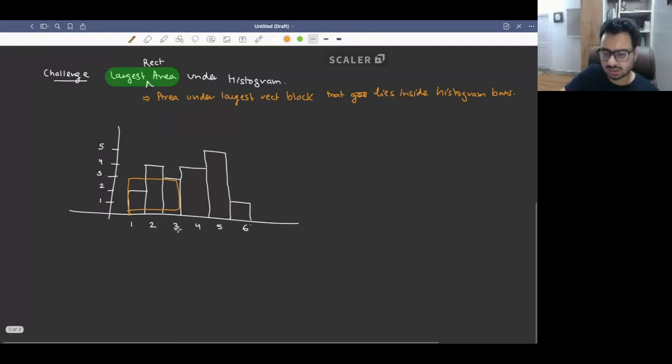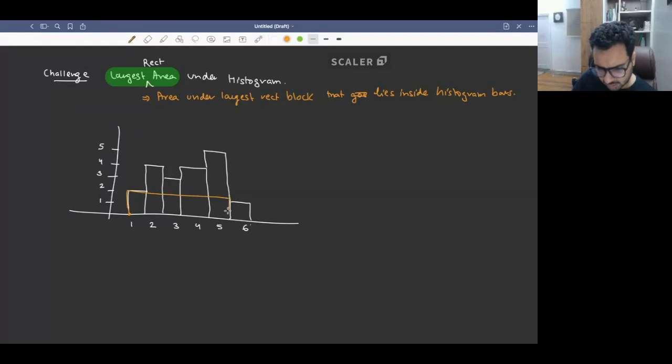No, because it goes outside the boundary of the first bar. So the maximum I can take is up to this much height, and in this direction I can go this much. What is the area in this case? Each bar is of unit length. So horizontally I have a base of 5, and a height of 2. So I'm getting 10 units. Fine. Maybe I consider another bar.